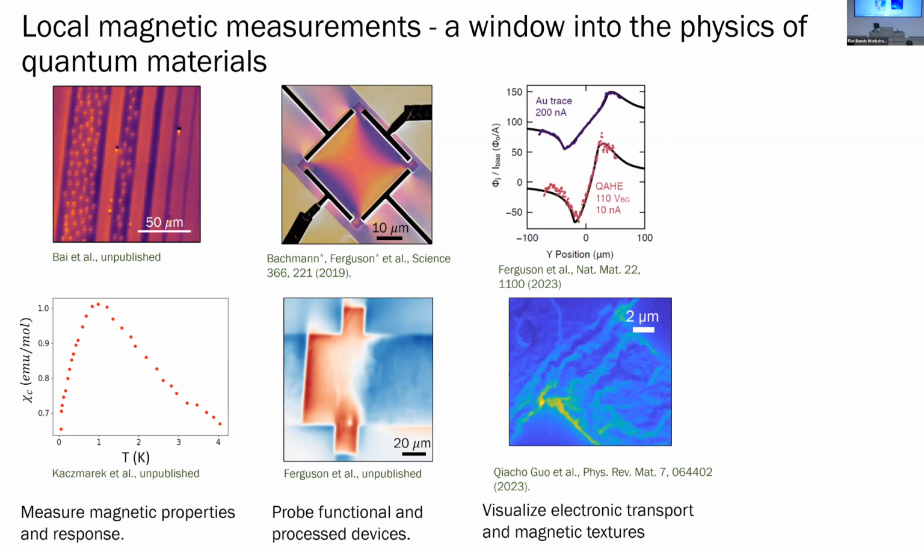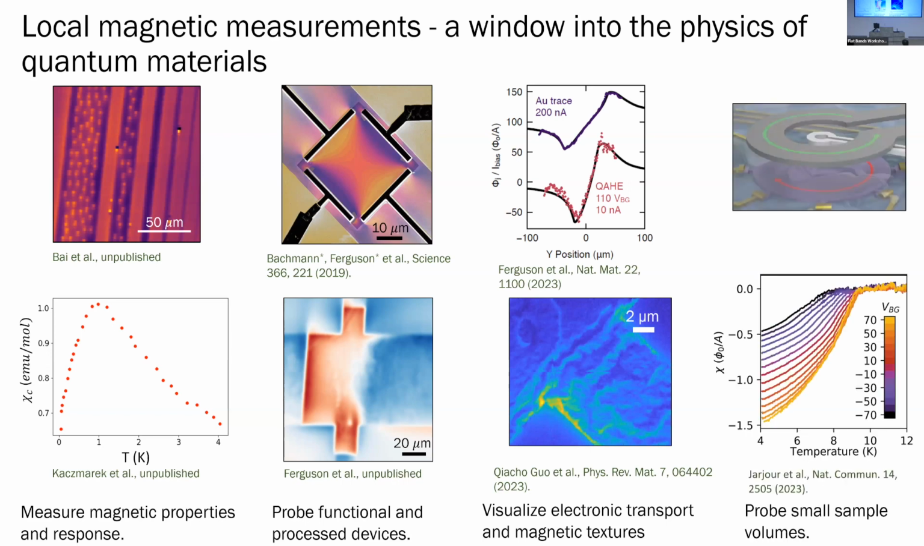Which I actually also do together with Greg Fuchs at Cornell at room temperature. And then finally, one selling point of a local magnetic probe is you don't only have to think about using it for imaging. You can also think about it as a very sensitive magnetic property measurement system that's local, but extremely sensitive. So you can use it just to probe samples with extremely small sample volume.